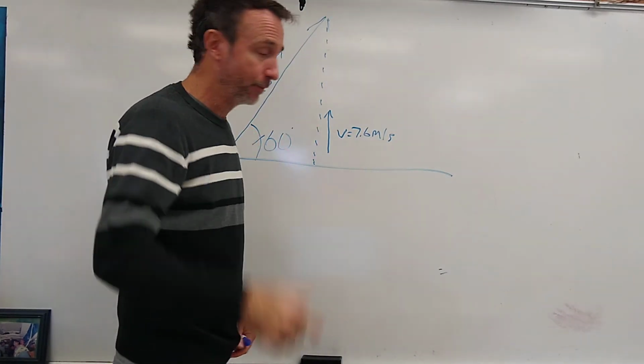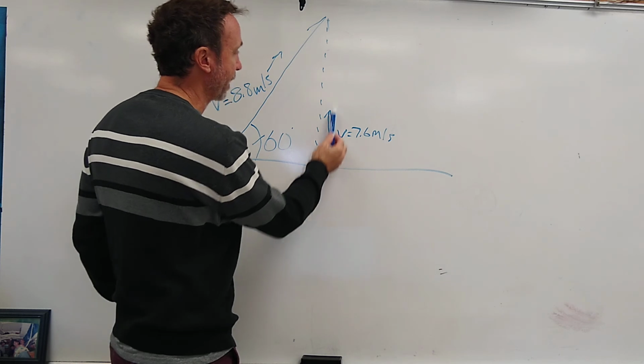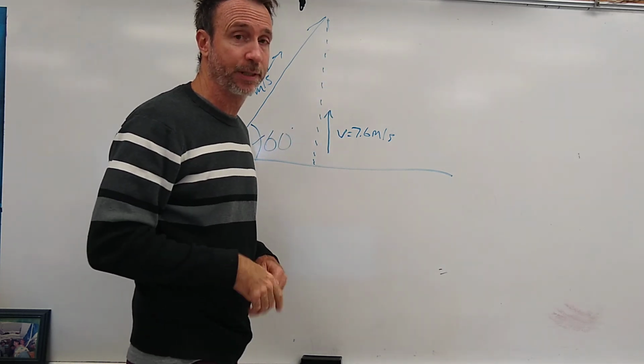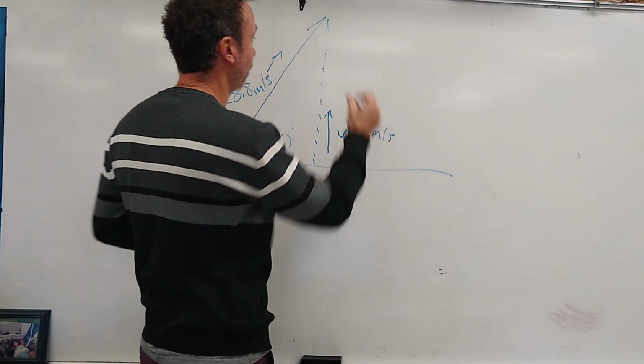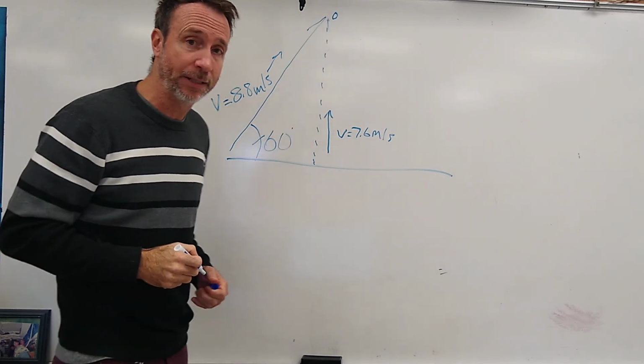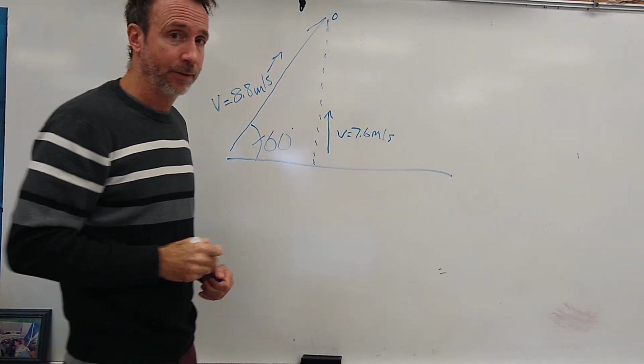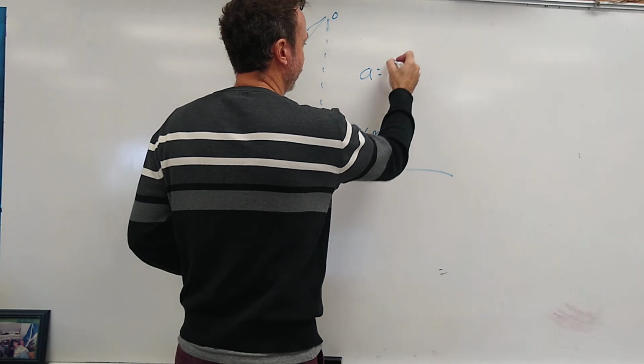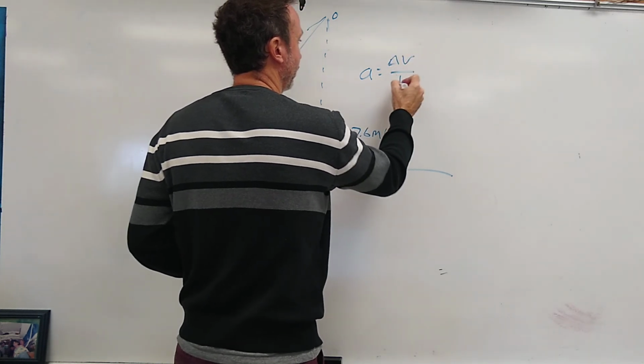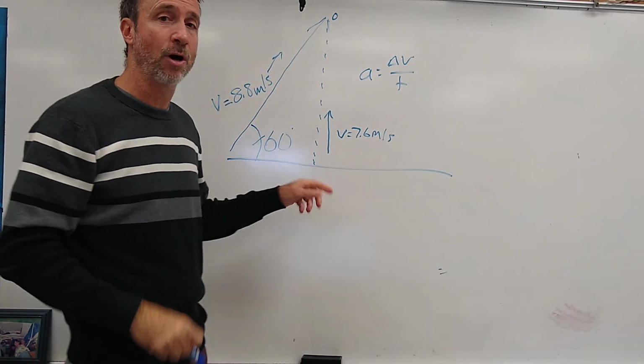Now I'm going to ask you, if I shot something up in the air at 7.6 meters per second on the planet Earth, how long would it take it to get to the top and stop? We're going to use this formula: a equals delta v over t. And tell me how long it would take the marble to go up.